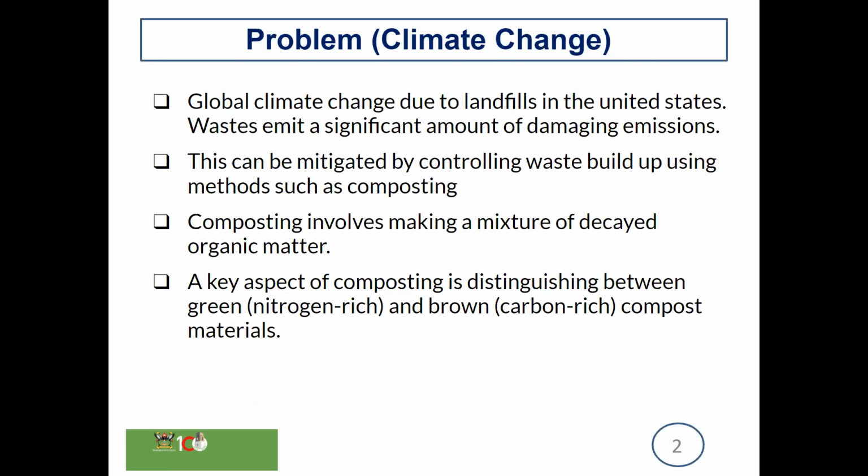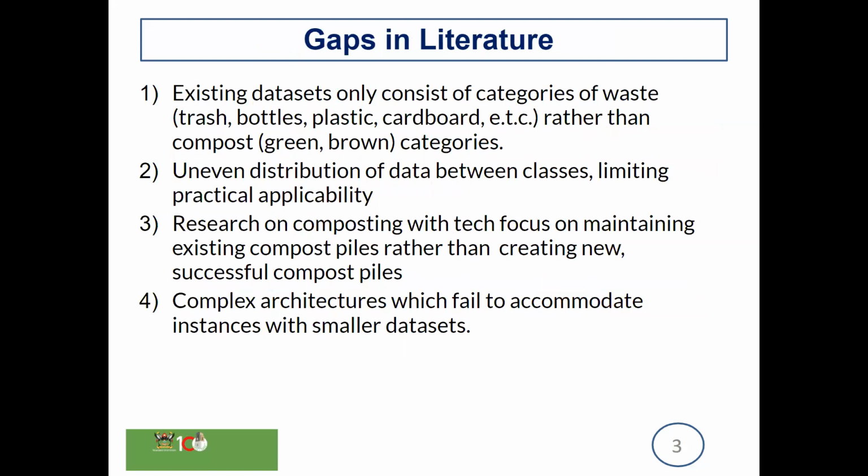Composting is simply the process of making a mixture of decayed organic matter. The key aspect here is distinguishing between green and brown compost, which is typically done when composting. Some of the gaps they identified in their literature review were that a number of datasets out there currently are focused on waste categories rather than compost categories, and there's also uneven data distribution, which limits practical applicability.